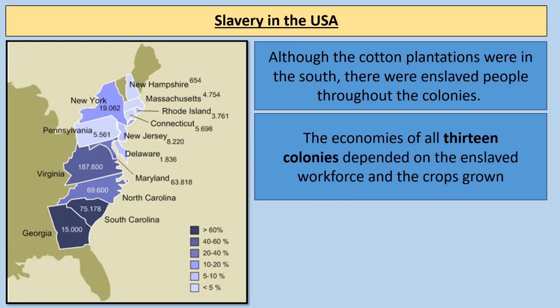So although the cotton plantations were in the South, there were enslaved people throughout the 13 colonies. And the economies of all the 13 colonies actually depended on the enslaved workforce and the crops grown. By the sort of 1820s, around about 42% of American exports were cotton. So cotton was big business in America in the 19th century.